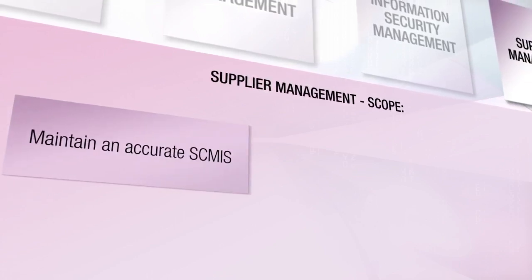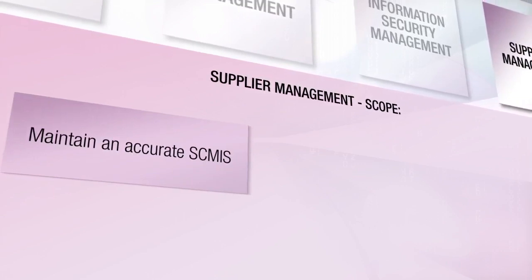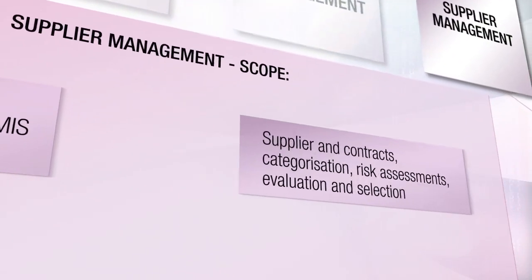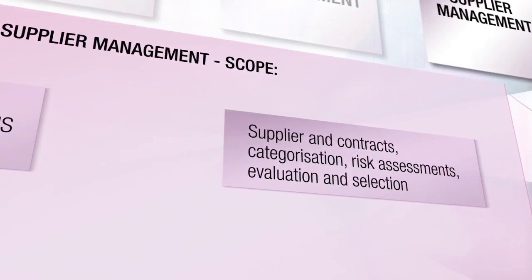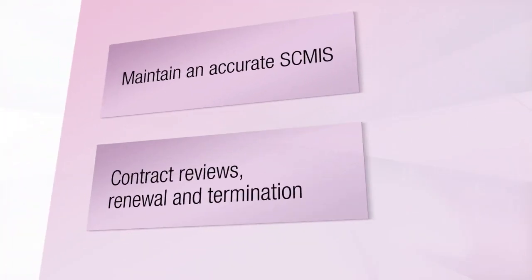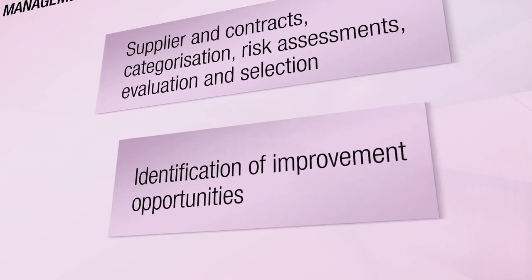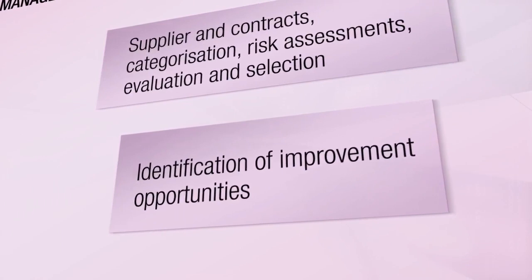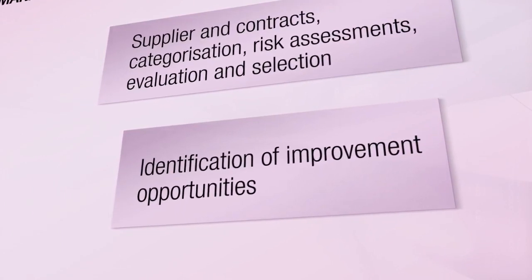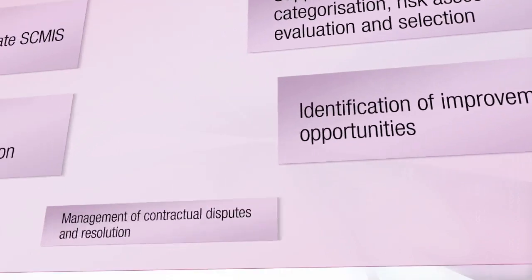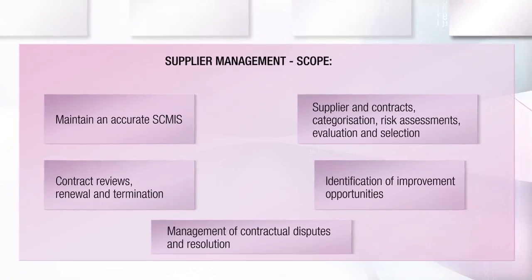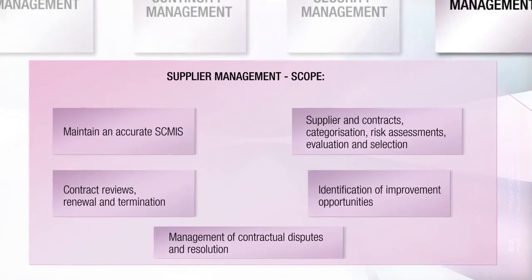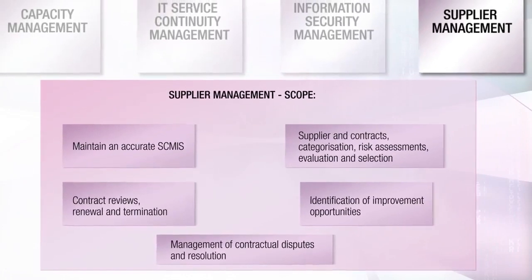The scope of supplier management will be focused around all supplier management activities, namely, maintaining an accurate supplier and contract management information system, SCMIS. Ensuring that suppliers and contracts are categorized according to risk, strategic importance, and performance. Ensure that all contracts are reviewed, renewed, and terminated accordingly. Where improvement opportunities exist in the management of suppliers, these improvement opportunities are logged in the CSI register. Where any contractual disputes arise, the process should also deal with them appropriately. Supplier management is a crucial component in supporting the service level management process.